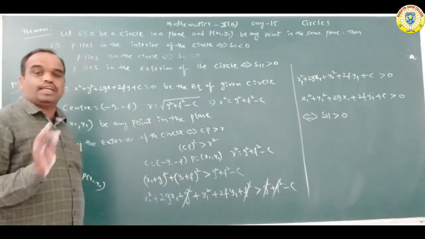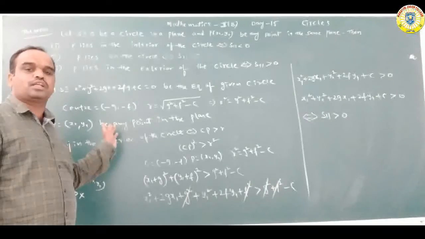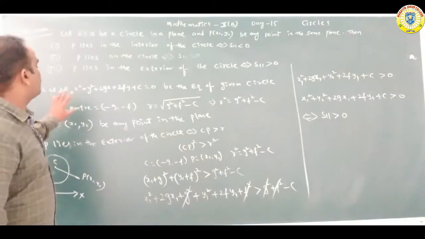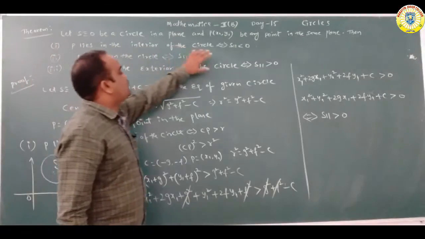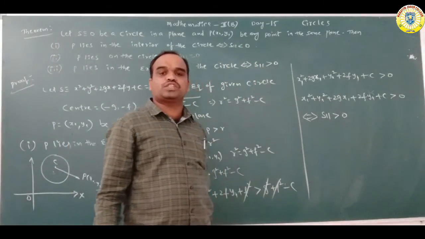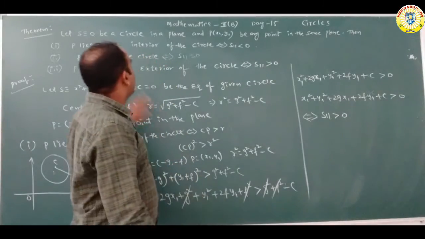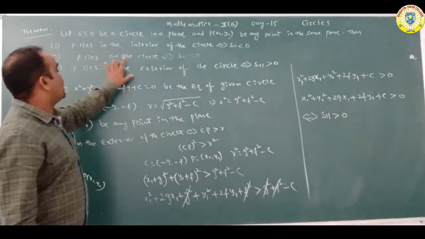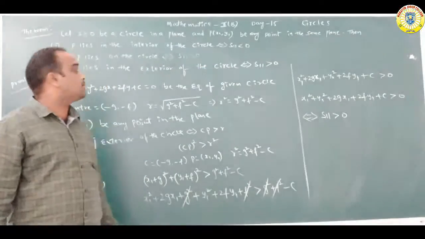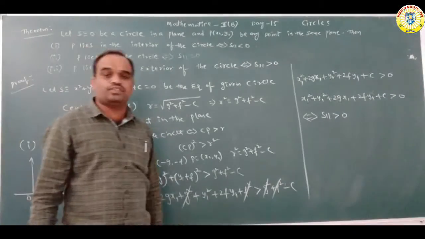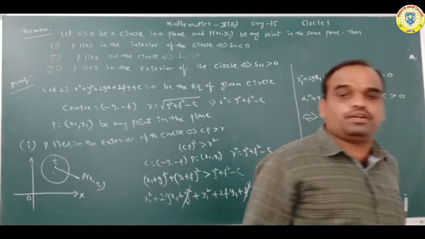So we are taking one example. How is the position of a point with respect to the circle? That is what we are discussing now. Remember this theorem statement. If P lies in the interior of the circle, S11 is less than 0, a negative value. If S11 is equal to 0, P lies on the circle. If S11 is greater than 0, a positive value, P lies at an exterior point of the circle. So first, all of you write down this theorem.